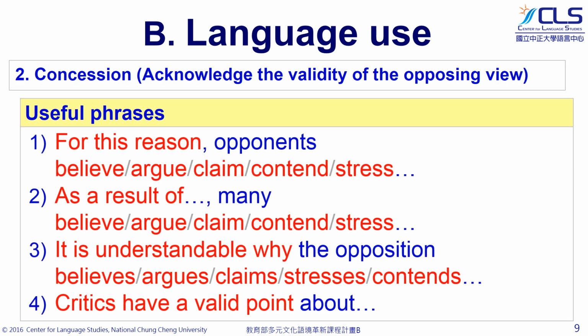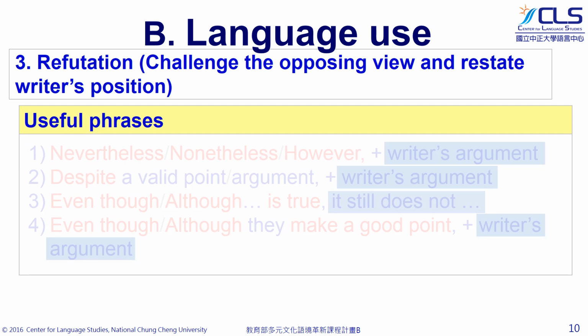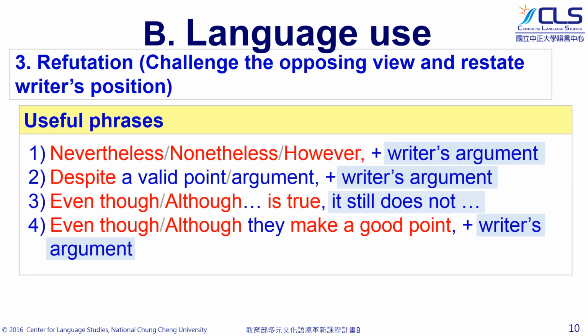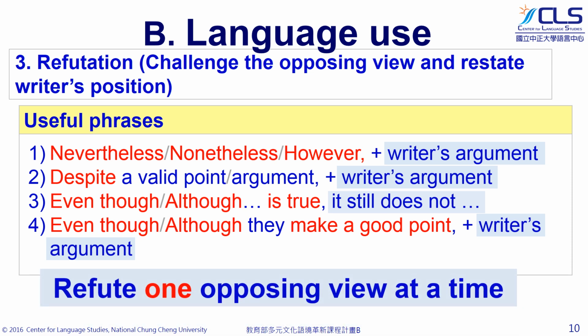After providing the support, we can use the following sentences to acknowledge the validity of the opposing view. Here are some examples. Finally, we can use the following sentences to challenge the opposing view and restate our position. As can be seen, transitional phrases in red are frequently used. And it's also important that we refute one opposing view at a time.